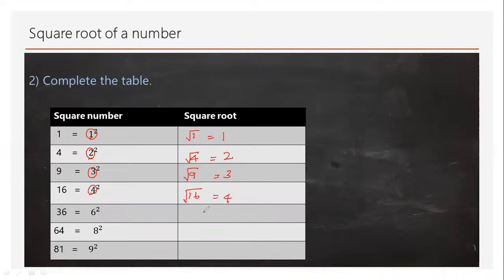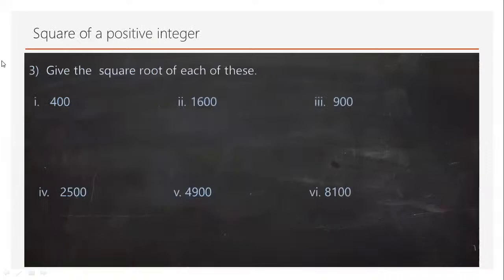And the square root of 36, then 64, square root, 81 square root. Now look at the root of 36, that is 6. So you can write 6 here. And the square root of 64 is 8. The root of 81 is 9. This is the answer here. Give the square root of each of these.